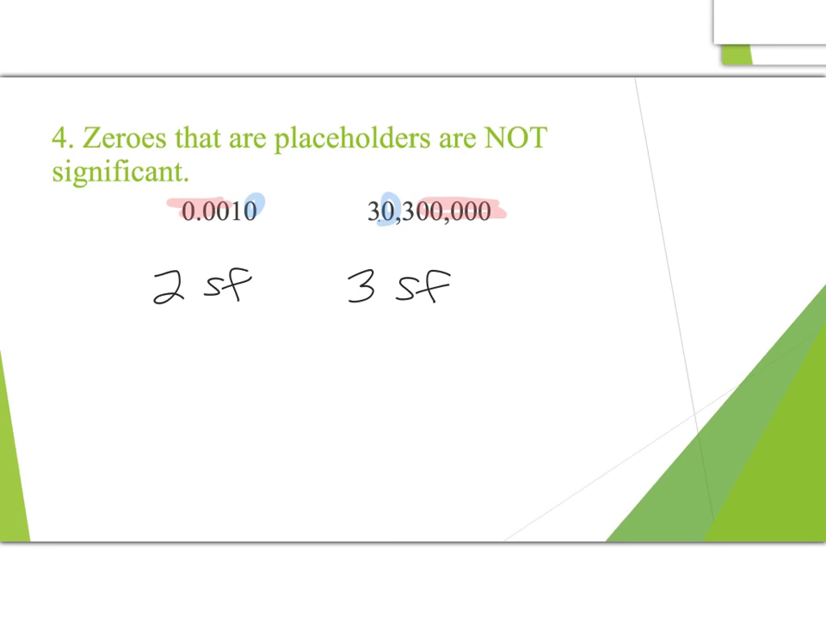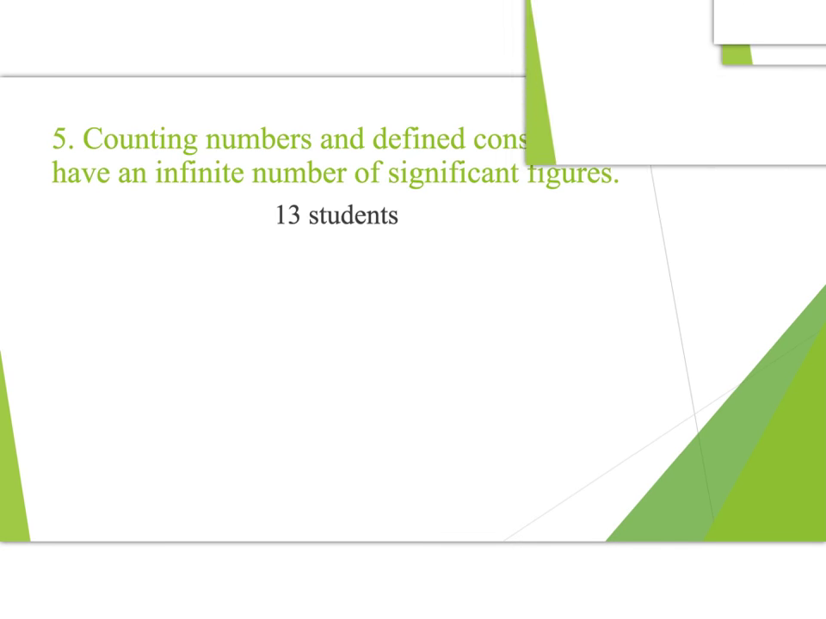Now placeholders are important because they give value to a number. If I had the number 303, that's significantly different from 30,300,000. So you still need those zeros for the placeholders to give value to the number, but they are not significant in the measurement.